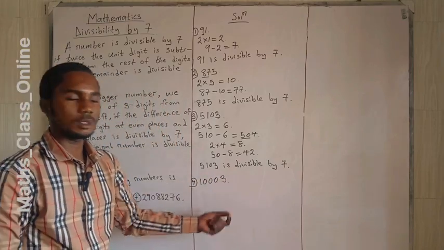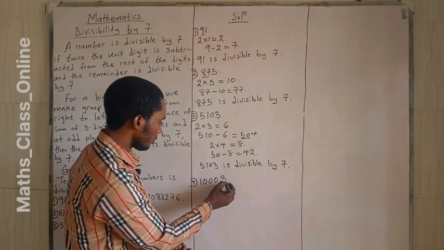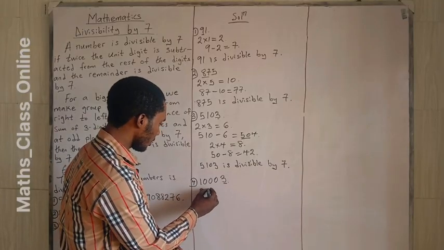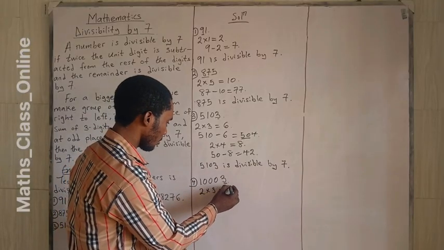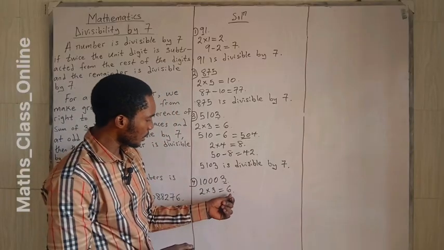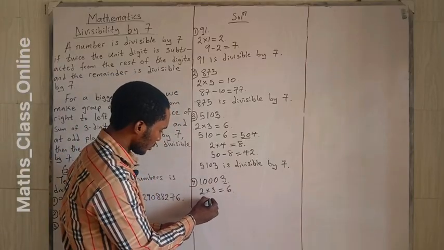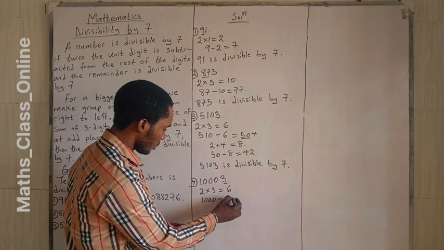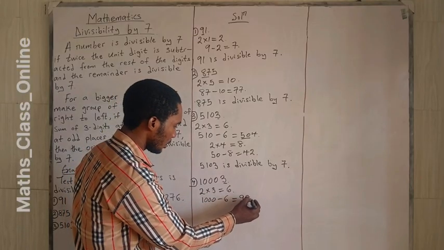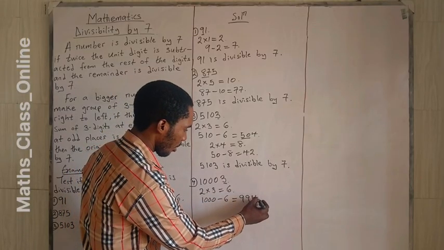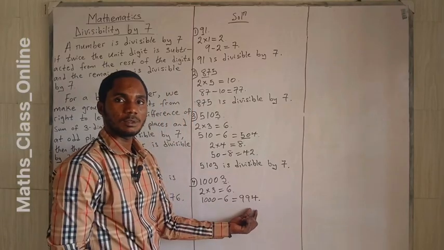The unit digit here is what? The unit digit here is 3. Double of it, that is 2 times 3. We are going to subtract 6 from 1,000. 1,000 minus 6, and that is 994. This is a bigger number.